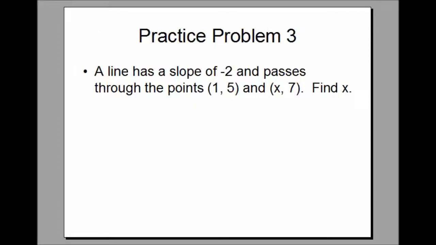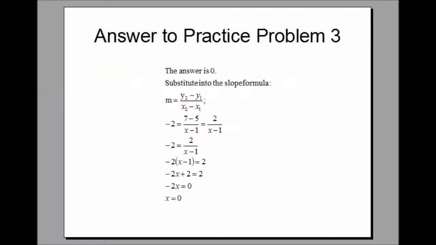Practice problem 3. A line has a slope of -2 and passes through the points 1, 5, and x, 7. Find the value of x. The answer is 0. Substitute into the slope formula. m equals y sub 2 minus y sub 1 over x sub 2 minus x sub 1. We replace m with the slope which we're told is -2. That's -2 equals 7 minus 5 over x minus 1, which is 2 over x minus 1.